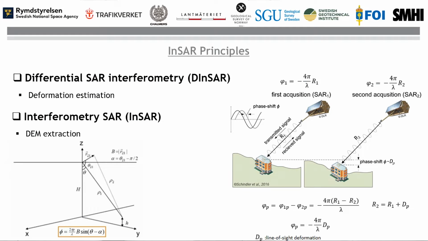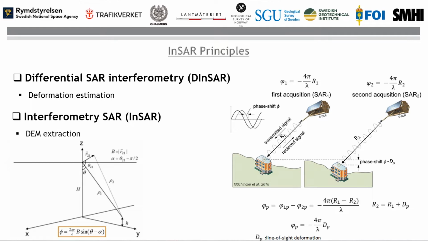But if you want to use InSAR processing just to extract the DEM, we keep the topographic phase and then we extract the DEM. This technique is also referred to as InSAR interferometry in the InSAR community. There is a little difference between the definitions. In the differential one, we remove the topographic phase just to keep the deformation information.